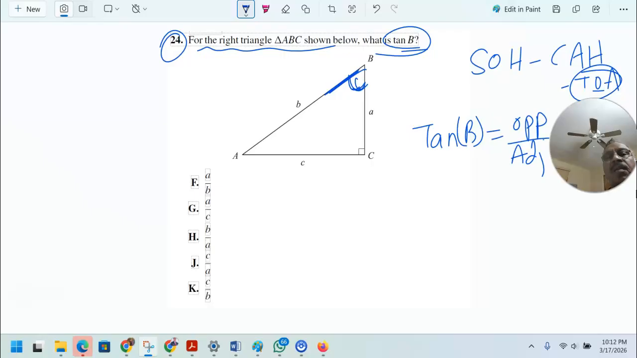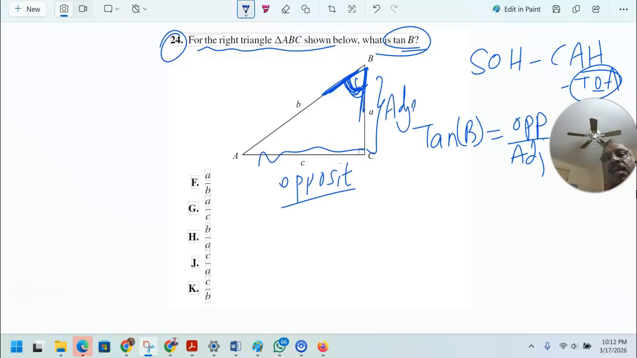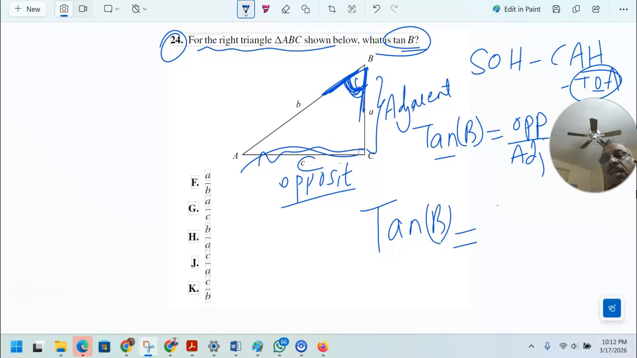For this angle, if you think of the reference angle as B, the opposite is the side that does not touch the angle. The side that does not touch the angle is called the opposite, and the adjacent is the side that touches. So when you say tangent of B, the one that is opposite is C, and the one that is touching is A. So you're done. So the answer is A.